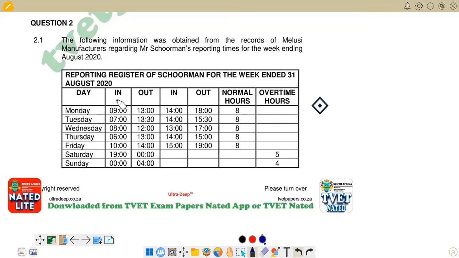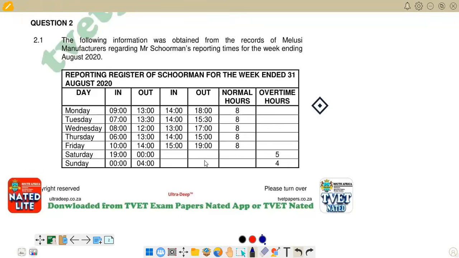We've got a column for day, and then when Scorman was signing in and out just before lunch, and then coming back at 2, in and out up to 6. Then we've got a column for normal hours and then overtime hours. According to the table, overtime is only on Saturday and Sunday, and we've got normal time for Monday to Friday, 5 days. Very important. Then we go to the next information regarding this question.